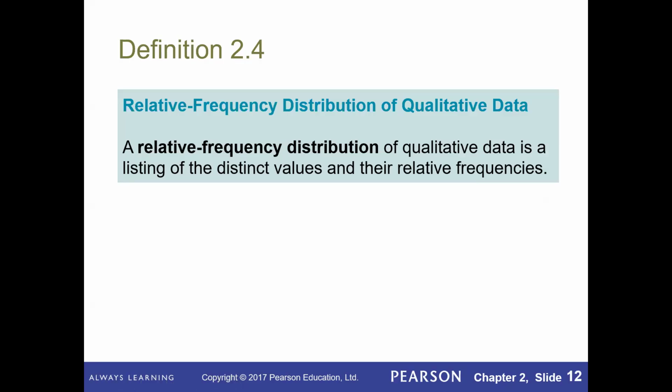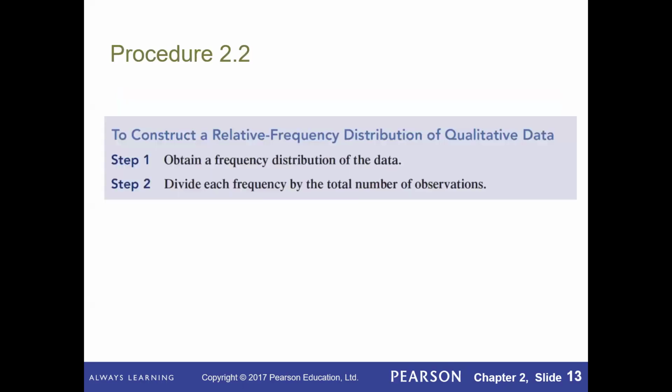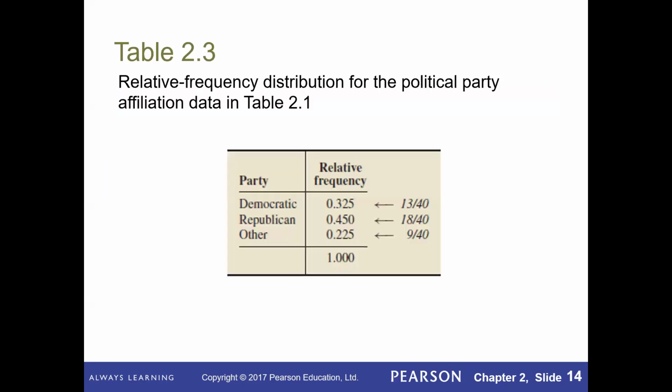And using this, we can also construct relative frequency distribution. For this, we just have to divide each frequency by the total number of frequencies. Here is what it's saying. We can see here the original frequency was 13 and we divided by the total number of frequencies, which is 40. So we get 0.325.